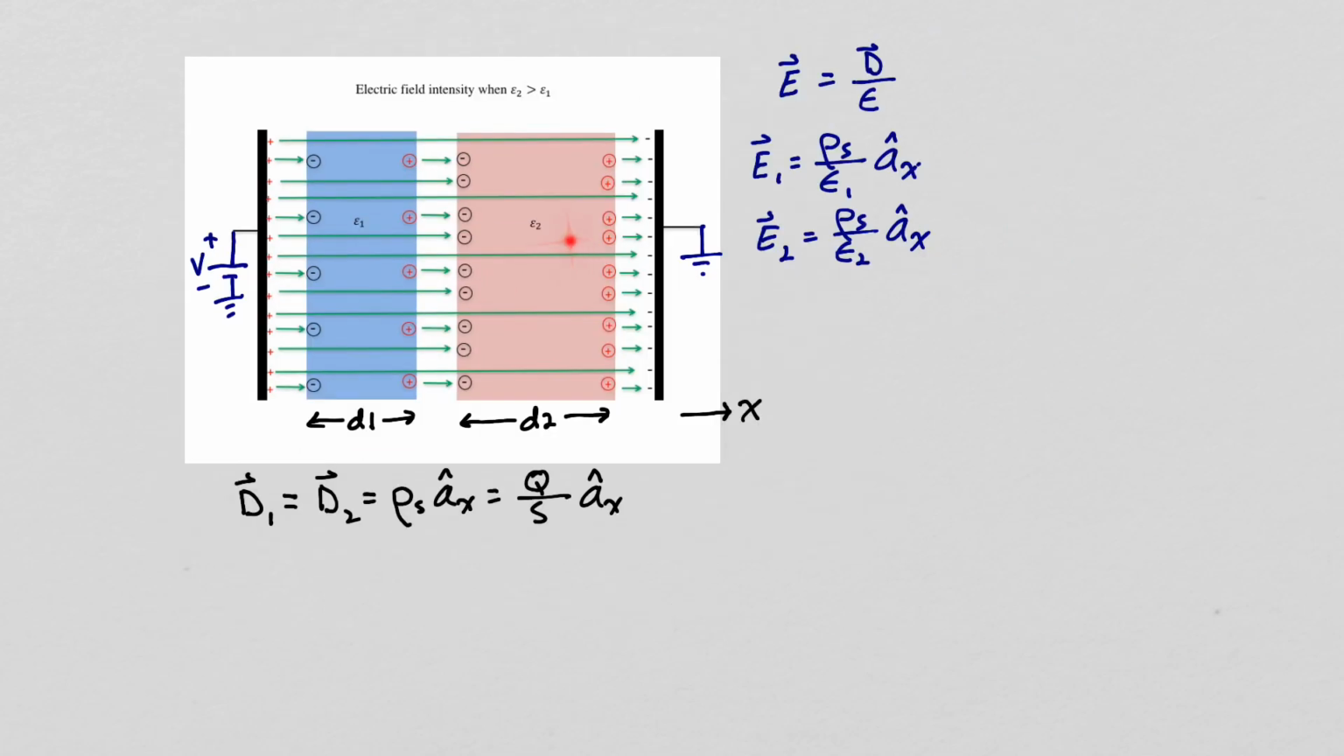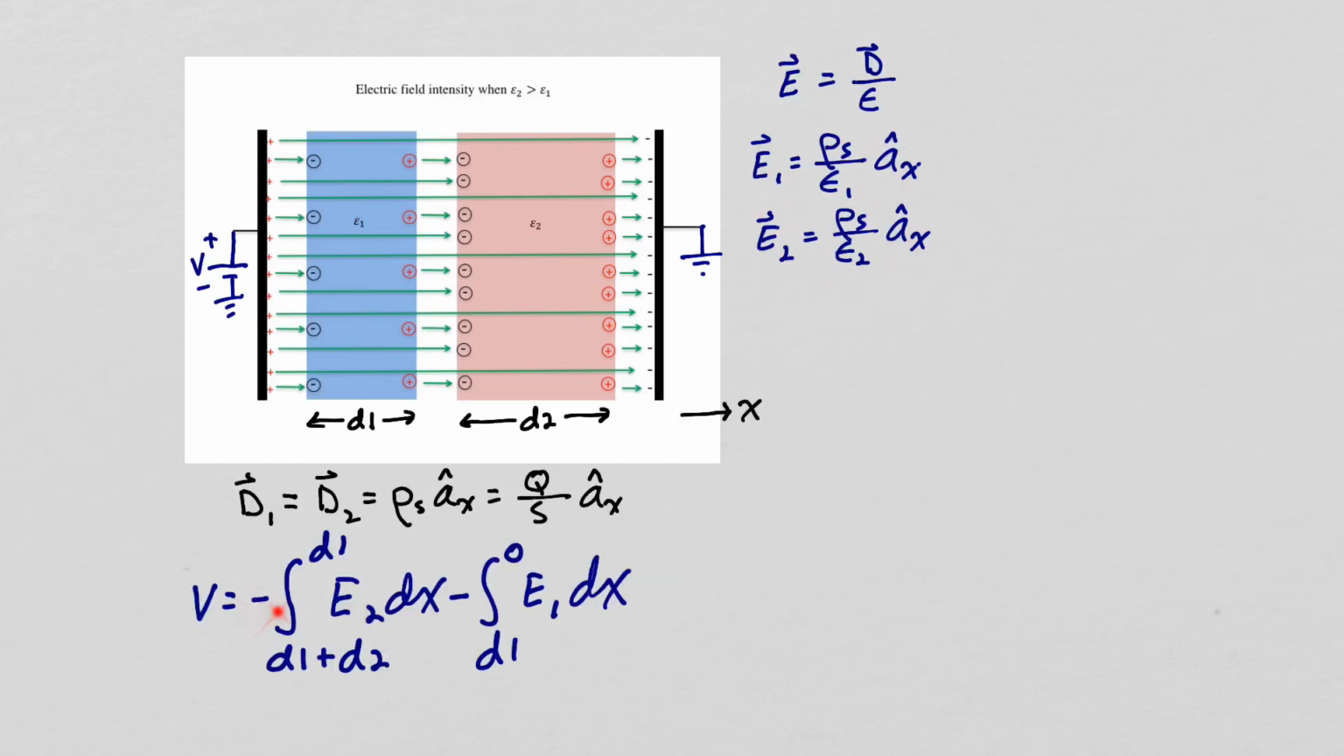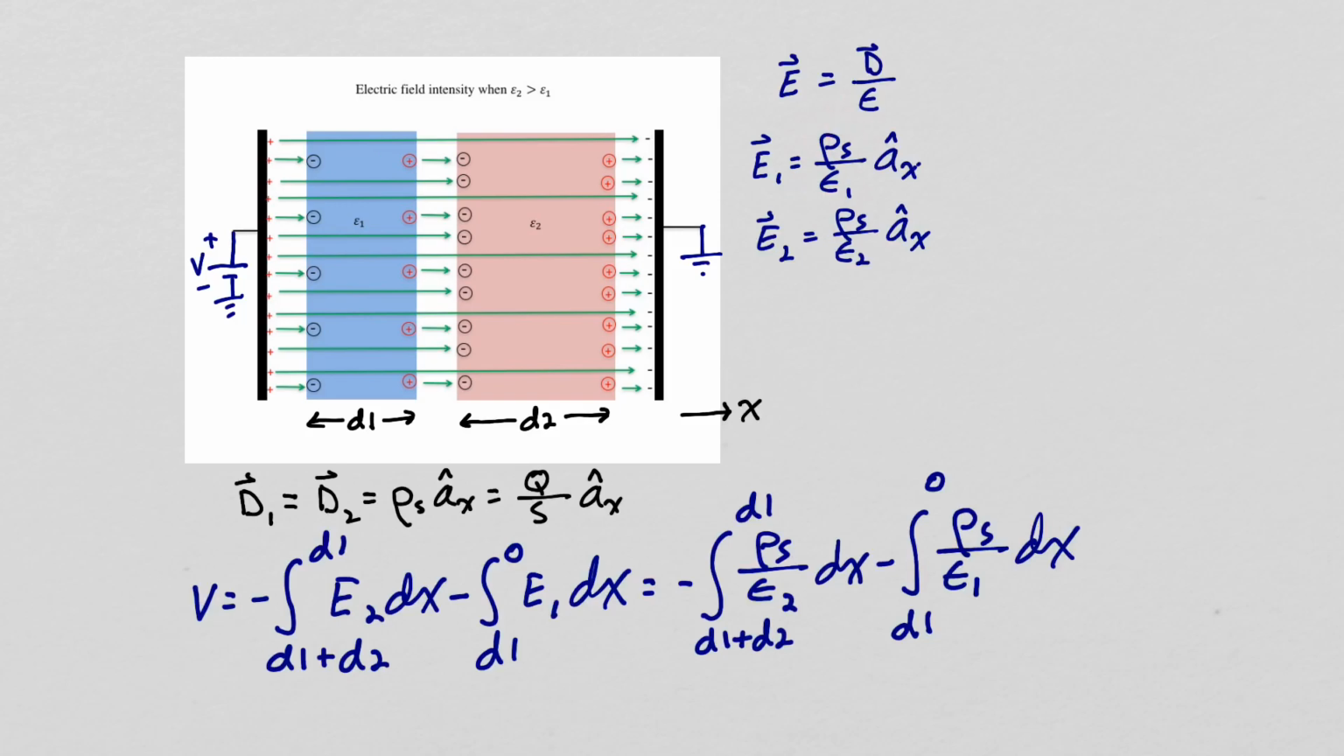Now that we have the electric field intensities in the two materials, we can find the potential drop based on these two electric field intensities. So minus the integral of E2 from D1 plus D2 to D1 minus the integral from D1 to 0 of E1 dx will give us the voltage drop across our capacitor. We'll substitute rho sub S over epsilon sub 1 for E sub 1 and rho sub S over epsilon sub 2 for E sub 2.